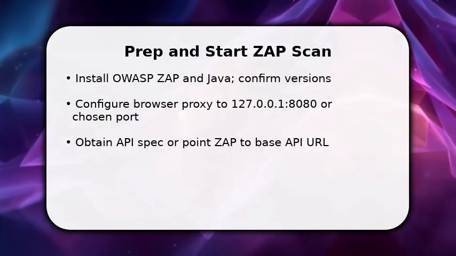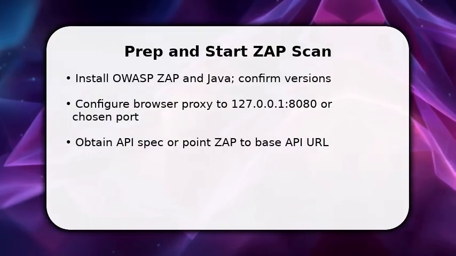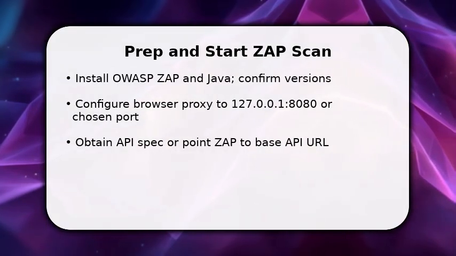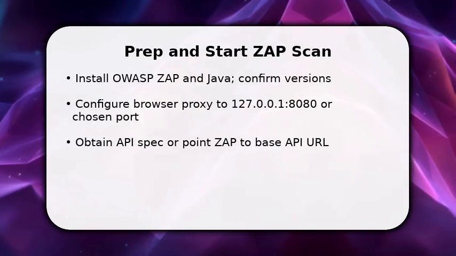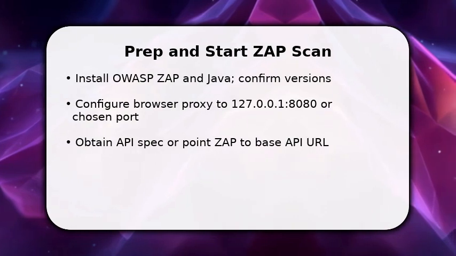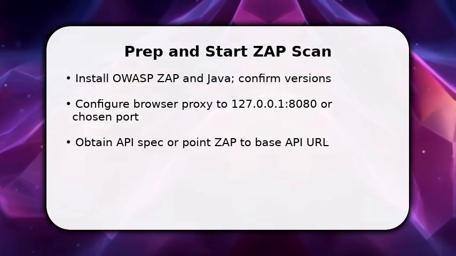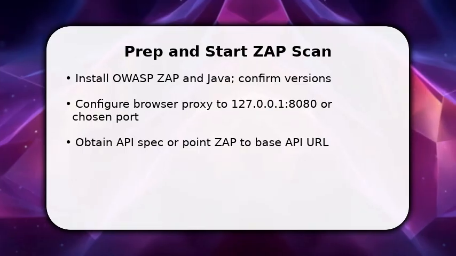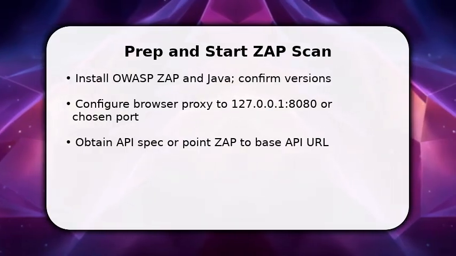Next, import your OpenAPI/Swagger file or set the target base URL to the API endpoint. This seeds endpoints automatically. Make sure authentication flows are planned now, since scanning unauthenticated routes wastes time, and you want a precise attack surface from the first pass.